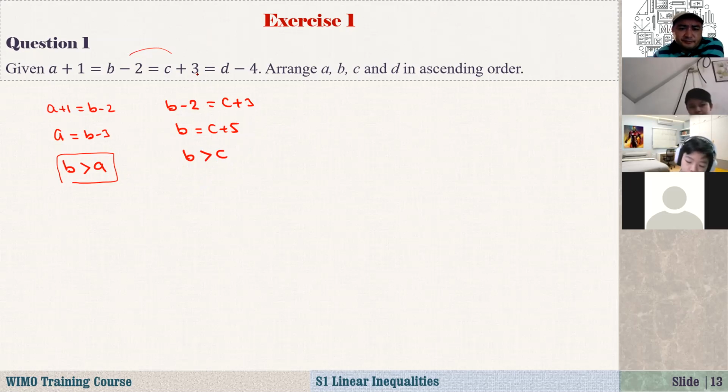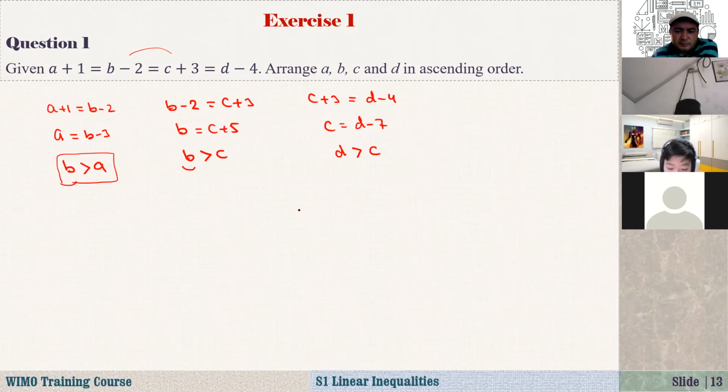For c and d, we have c plus 3 and d minus 4. If you subtract 3 from both sides, c will be equal to d minus 7. So if you subtract 7 from d, then it is equal to c. That means d is greater than c, right? So b is greater than c, b is greater than a, and d is greater than c. But I don't know if b is greater than d or not.